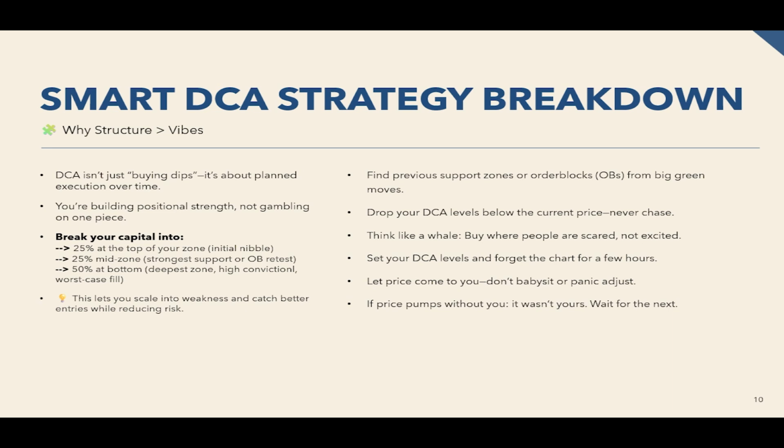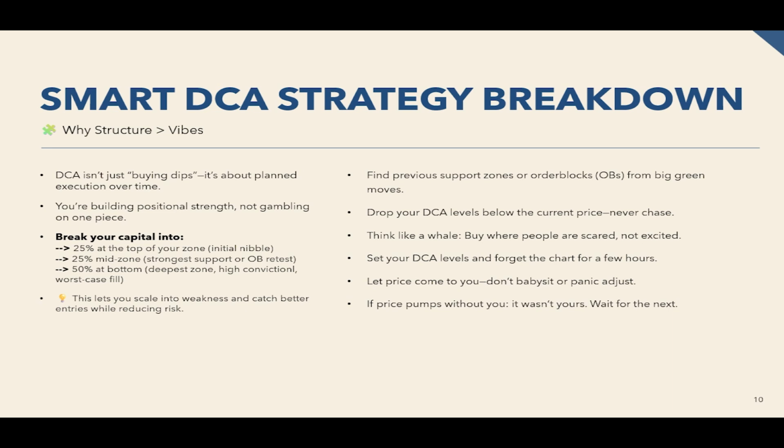If you did 10 coins a day and you set sell limit orders for 10 different coins, it's probably only going to hit it 2 to 3 times on those coins, and the rest of the coins are either going to hit a 2 or a 3x, or maybe even higher if you keep holding. So my next thing is let price come to you. Do not babysit or panic adjust.